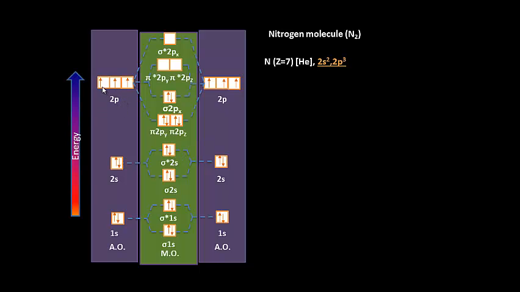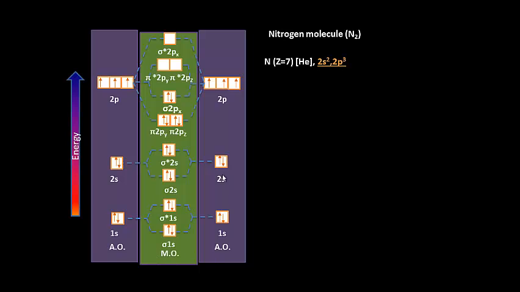Now 2p orbitals, there are 3 electrons each in both the nitrogen atoms. When we try to fill these orbitals with the electrons according to the Aufbau principle and Pauli's exclusion principle, these 6 electrons occupy pi 2py and pi 2pz and sigma 2px orbitals, while pi star 2py and pi star 2pz and sigma star 2px, which are anti-bonding orbitals, are empty.